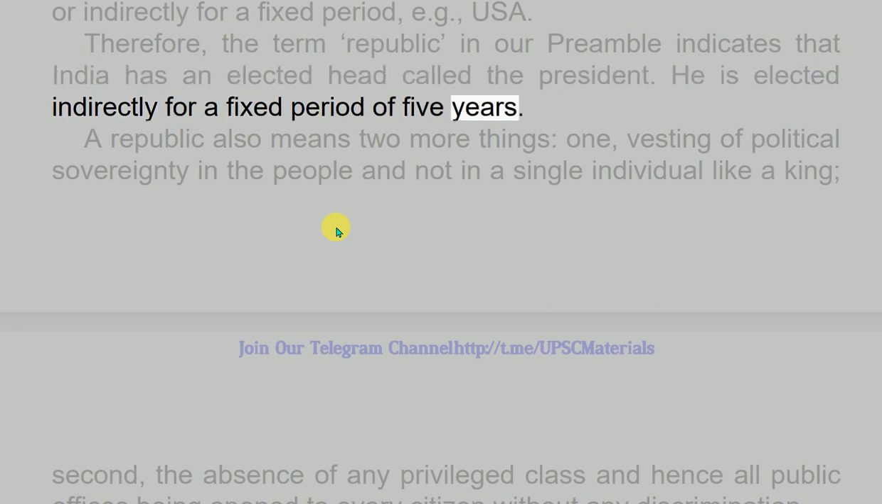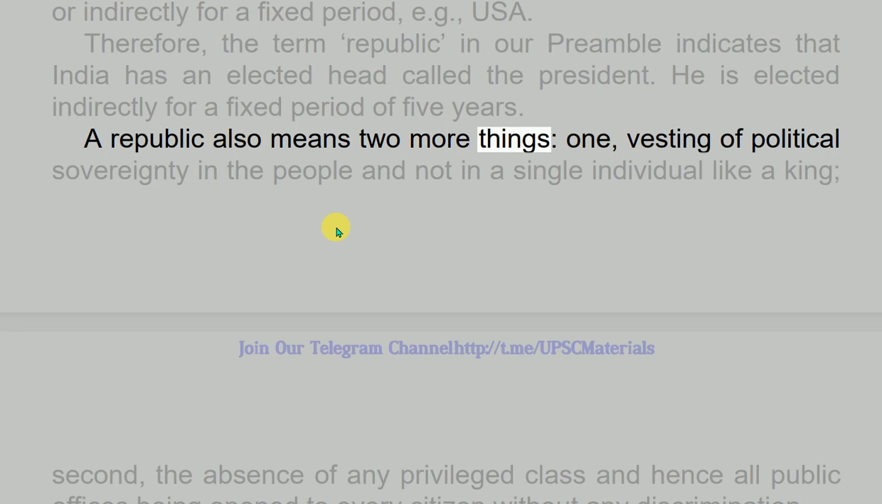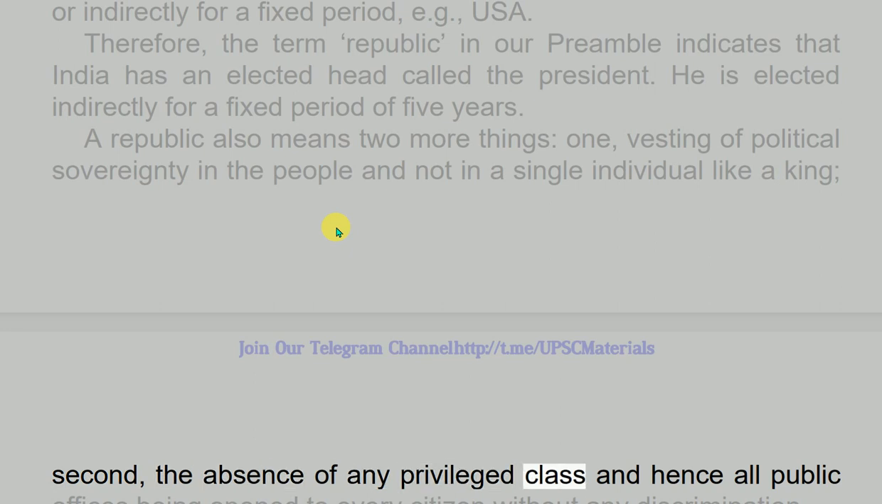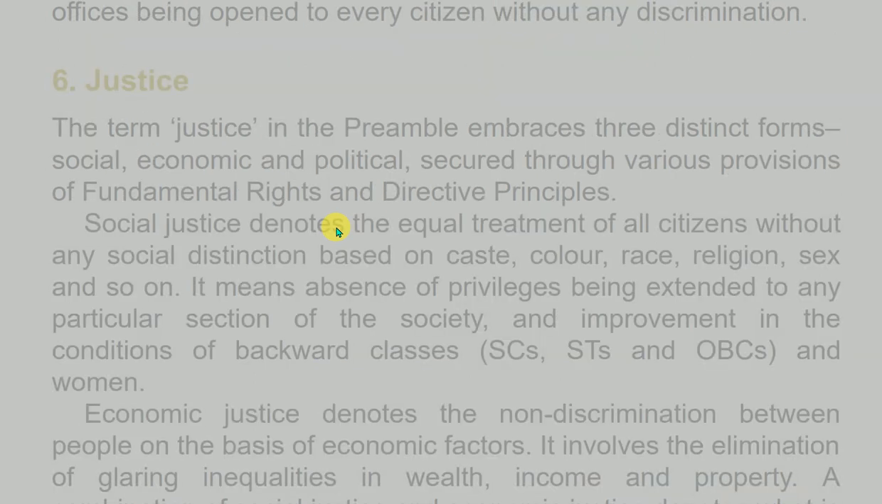A republic also means two more things: First, vesting of political sovereignty in the people and not in a single individual like a king. Second, the absence of any privileged class and hence all public offices being opened to every citizen without any discrimination.